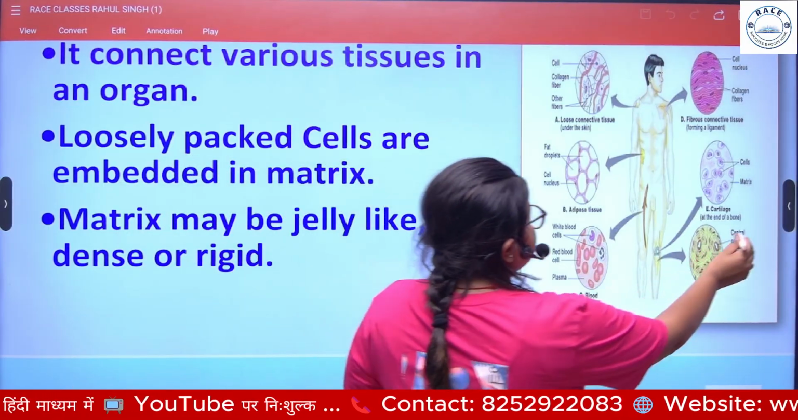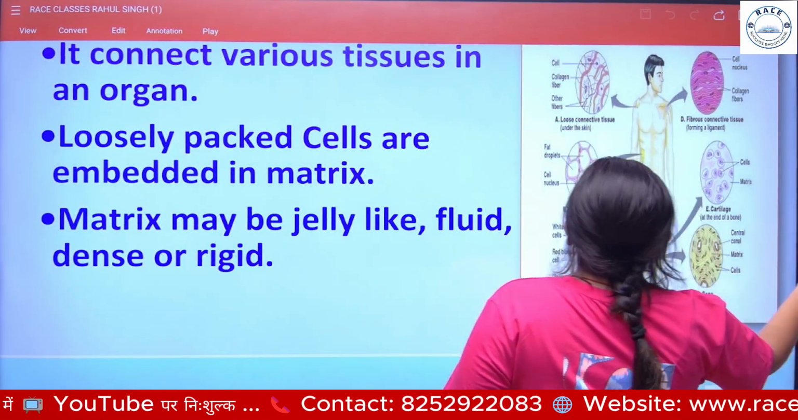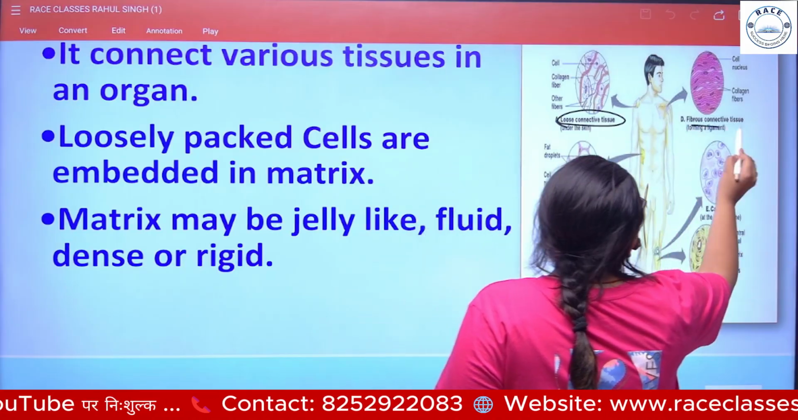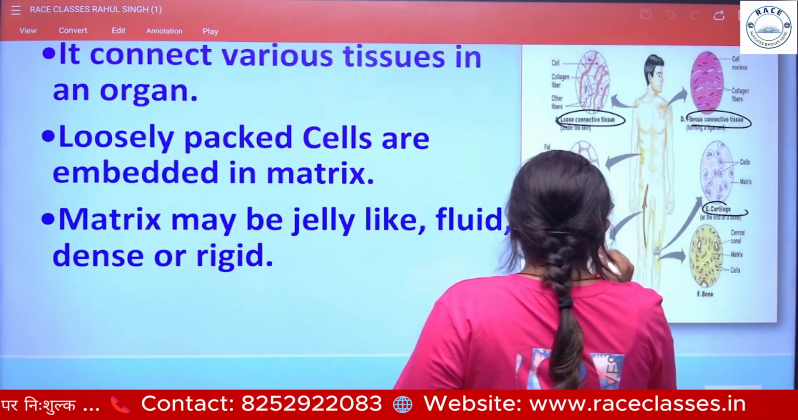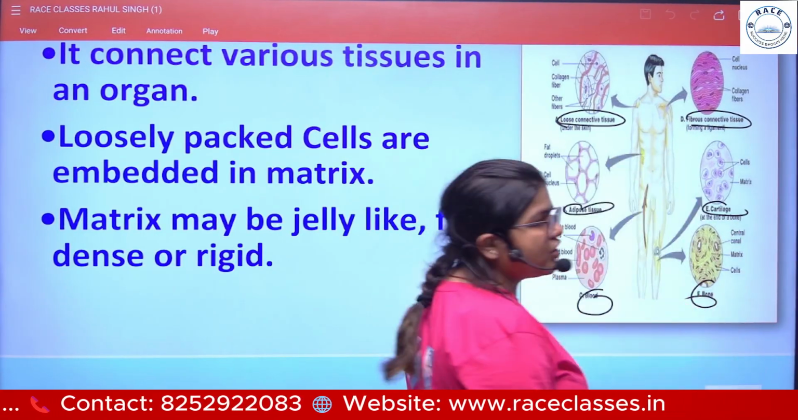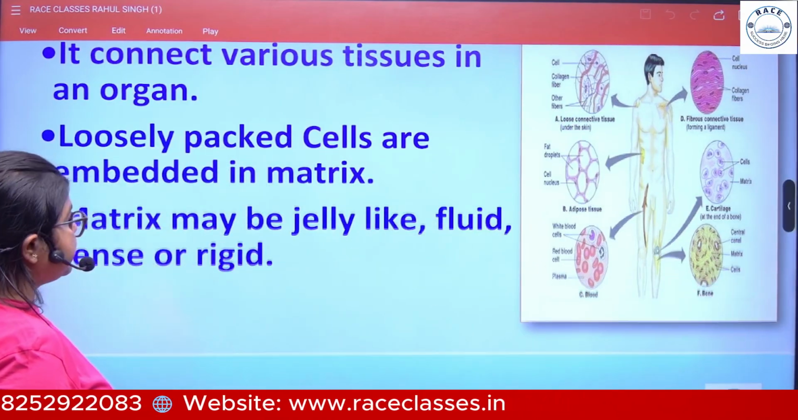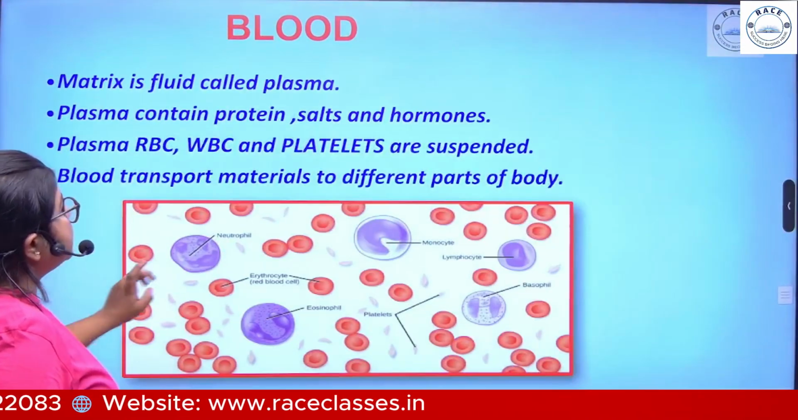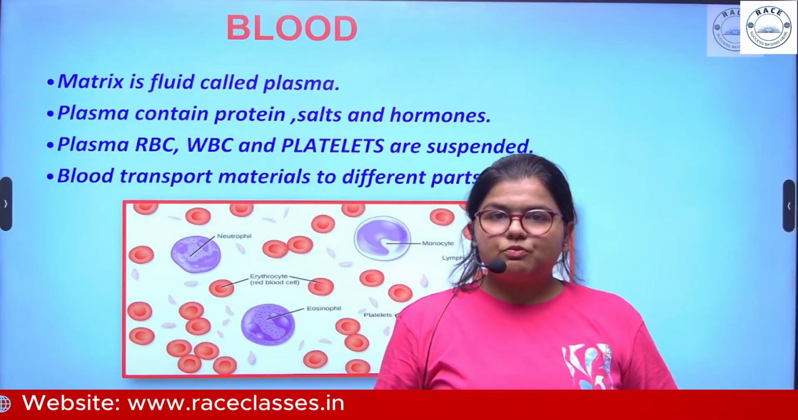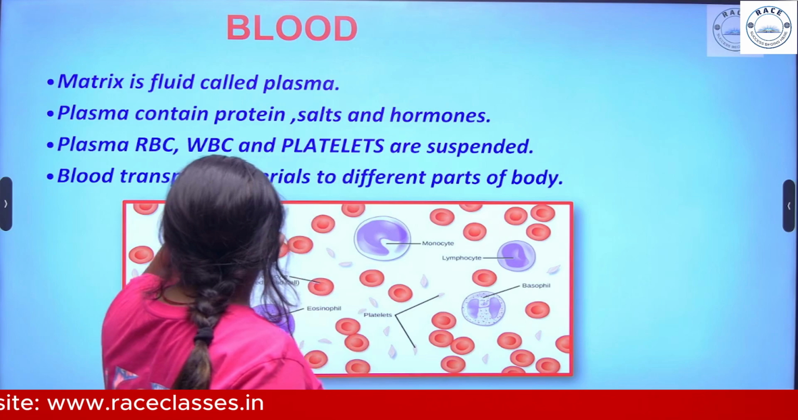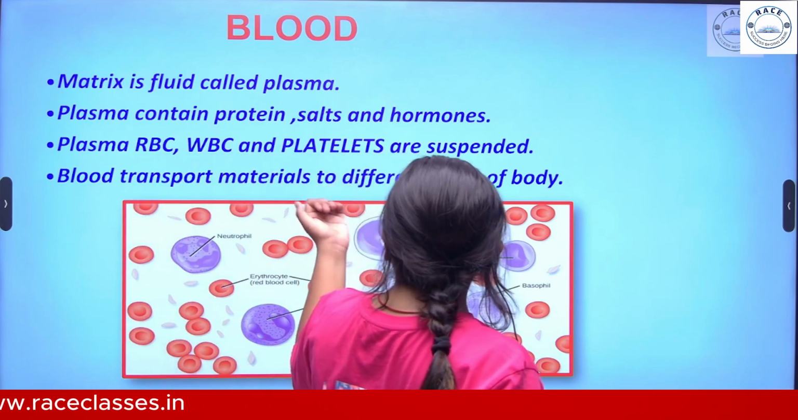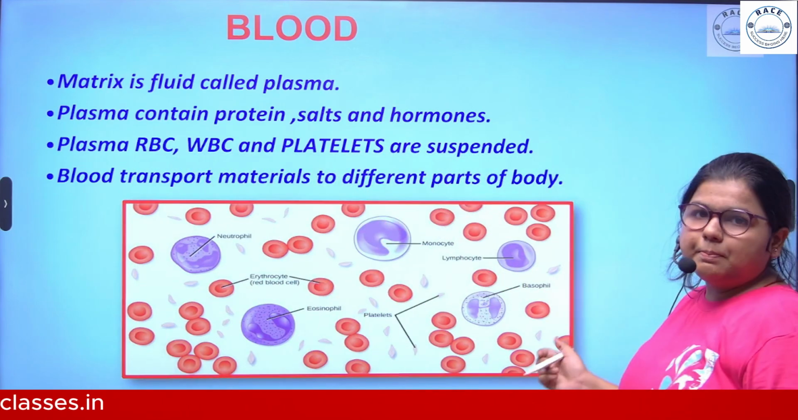Here you can see loose connective tissue, fibrous connective tissue, cartilage, adipose tissue, blood, bone. These are the types of connective tissue that we are going to study in detail. First is blood. We all have heard about blood. What is blood? It is the matrix. The matrix of blood is fluid called plasma.